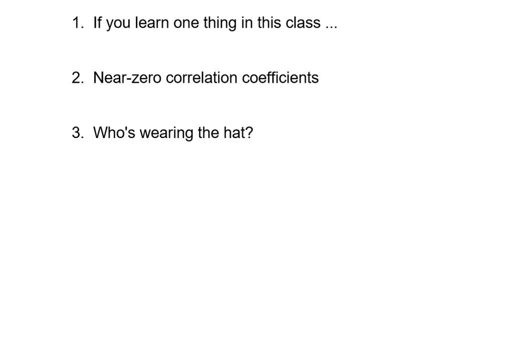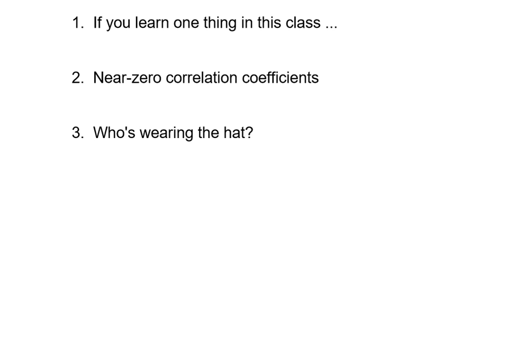Second, near zero correlation coefficients. A correlation coefficient near zero does not necessarily imply that there is no relationship between two variables. Before such an interpretation can be given, it's important to make sure you examine a scatter plot of the data carefully. Although it might be true that the variables are unrelated, there may in fact be a strong but non-linear relationship.